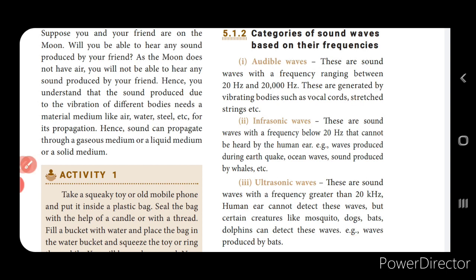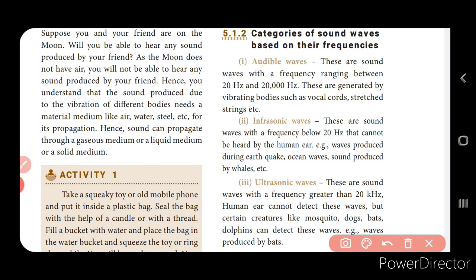The next one is the infrasonic waves. What are infrasonic waves? Here the frequency will be below 20 Hertz, right? If the frequency is below 20 Hertz, human beings cannot hear the sound. The waves produced by earthquakes and ocean waves are called infrasonic waves, which are below 20 Hertz. So we are not able to hear those sounds. Our human ears cannot recognize them, as they are not audible to the human ears.